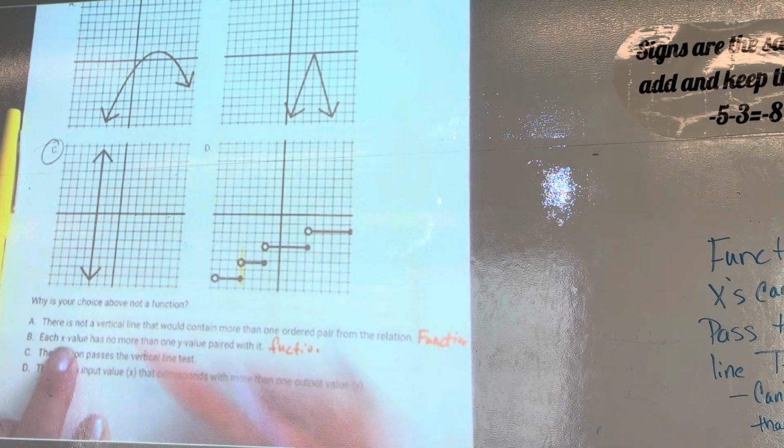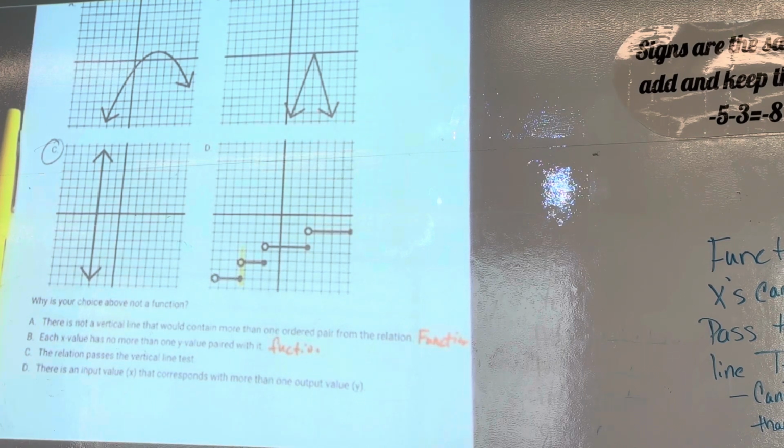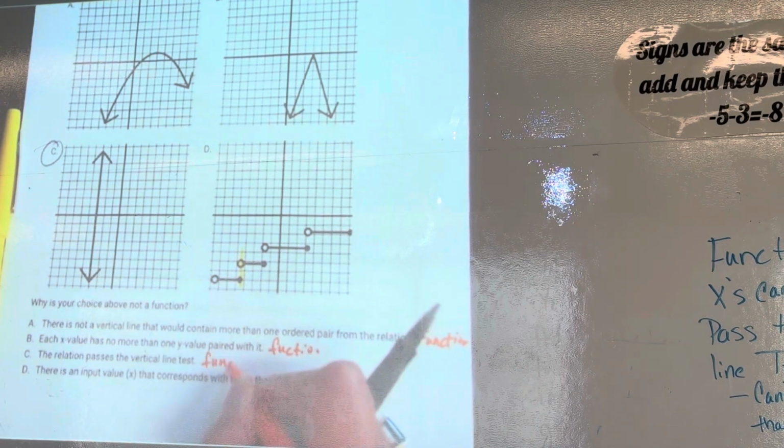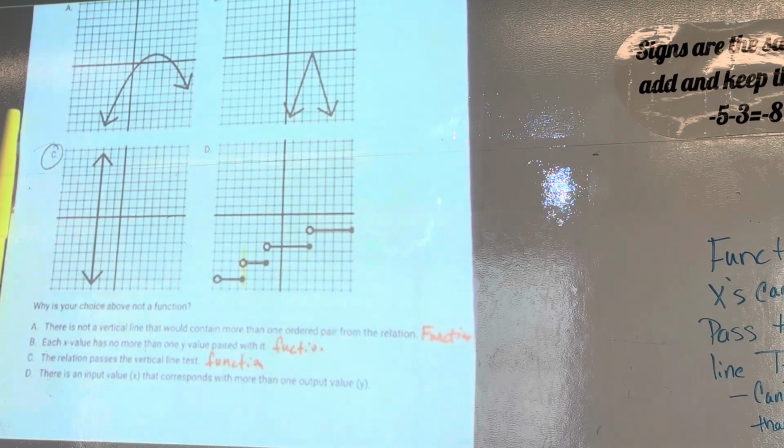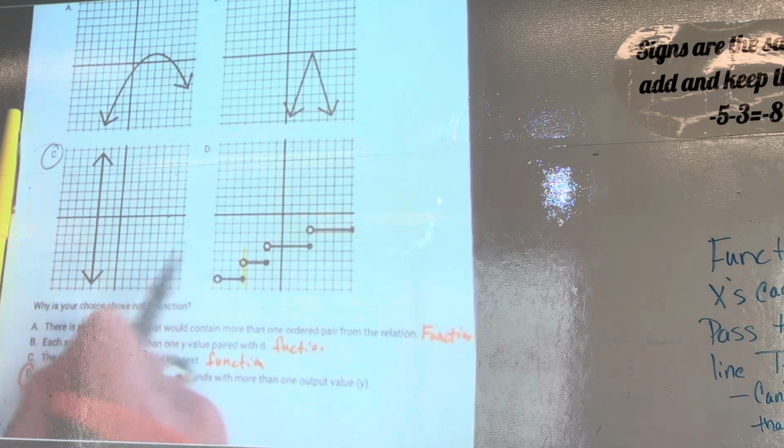So what is my x value for C? -3. What are all the x values for C? -3. And so -3 can be paired with an infinite number of numbers, not with just one. For C, the relation passes the vertical line test. Does it pass? No, so that is a function. And D: there is an input value x that corresponds with more than one output value y. Is that true? Yes. There we go. So our answer is D.